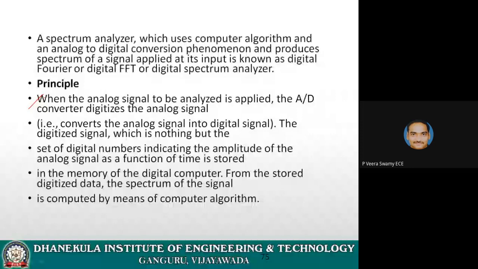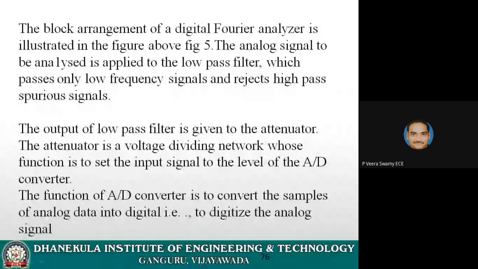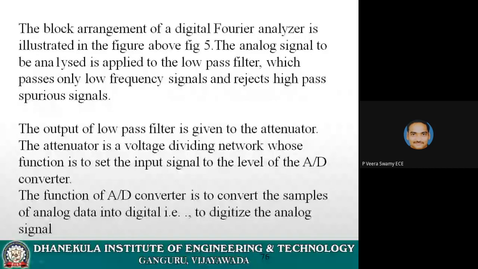The block arrangement of a digital Fourier analyzer is illustrated in the below figure. The analog signal to be analyzed is applied to the low pass filter, which passes only low frequency signals and rejects high frequency spurious signals. The output of the low pass filter is given to the attenuator. The attenuator is a voltage dividing network whose function is to set the input voltage to the level of the A to D converter. The function of the A to D converter is to convert the samples of analog data into digital, that is, to digitize the analog signal.